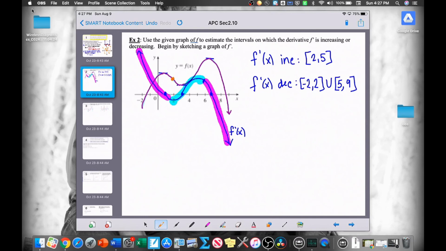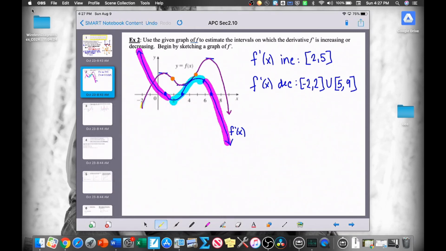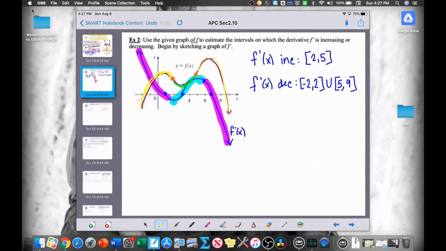We have an inflection point on f of x right there, and we have an inflection point on f of x about right there, okay? Notice that concavity-wise, I could say that my function is concave down, and then it switches to what we would call concave up, and then it switches again to concave down, okay?